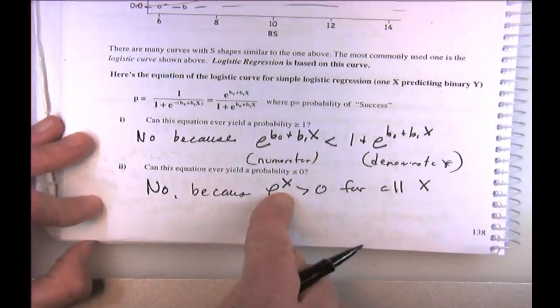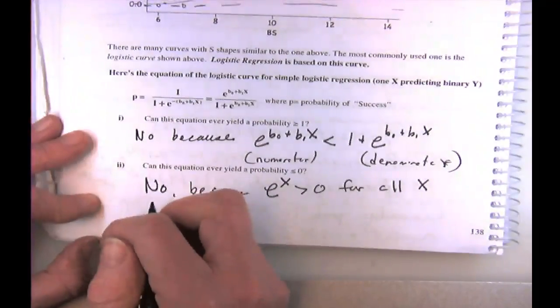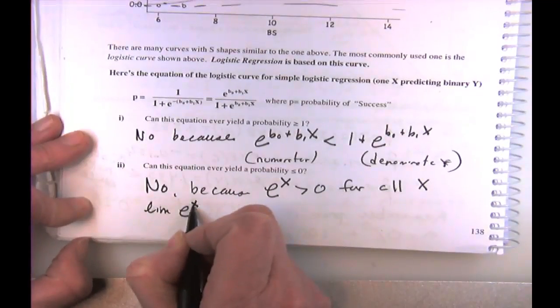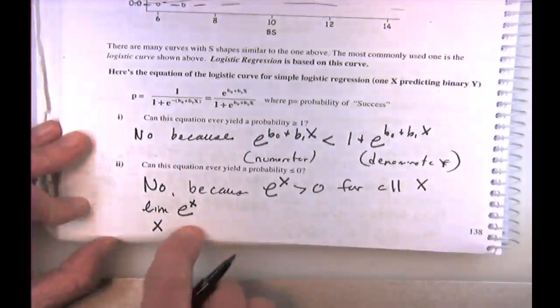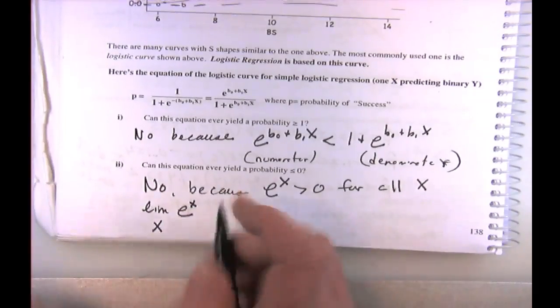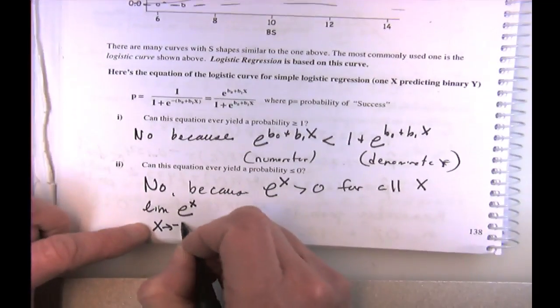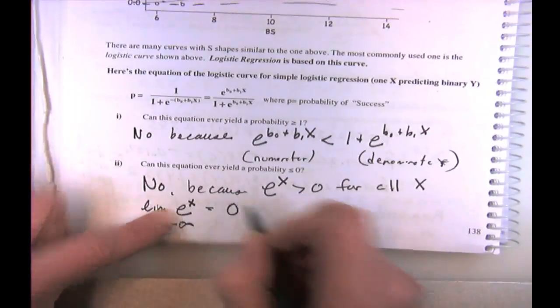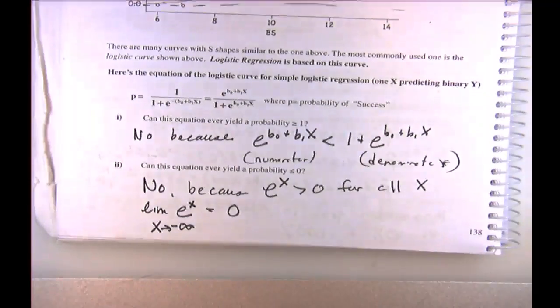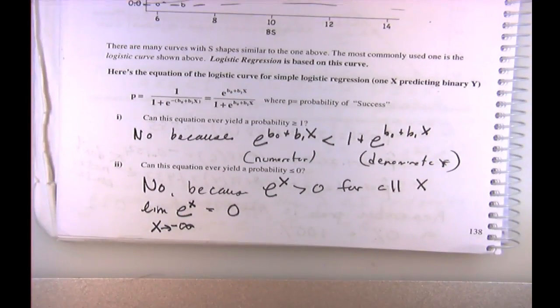If x is a really, really giant negative number, you'd have 1 over a giant number, so the limit as x goes to negative infinity of e to the x is 0. So it has to be between 0 and 1, which is good, because we want our probability to be between 0 and 1, right? Does that make sense to everybody? Let me know if it makes sense. Okay. All right.